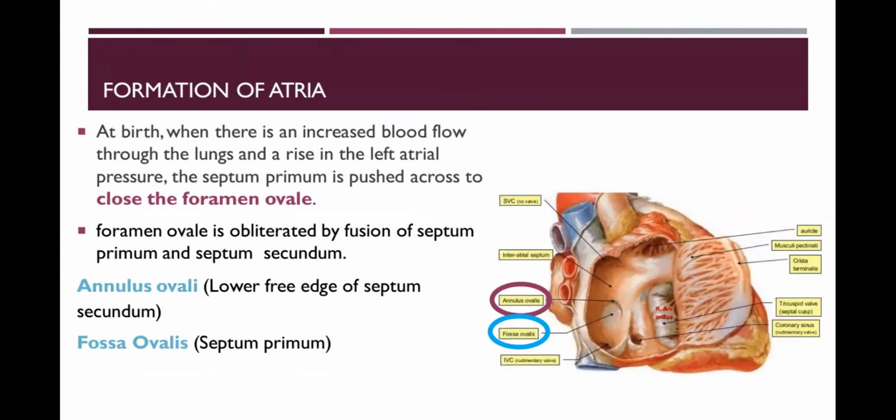At birth, when there is an increase in blood flow through the lungs and a rise in left atrial pressure, the septum primum is pushed across and closes the foramen ovale. The foramen ovale is obliterated by fusion of the septum primum and septum secundum. In this picture, the annulus ovalis, which is the lower free edge of the septum secundum, is in the red circle, and in the blue circle is the fossa ovalis, which is the septum primum.